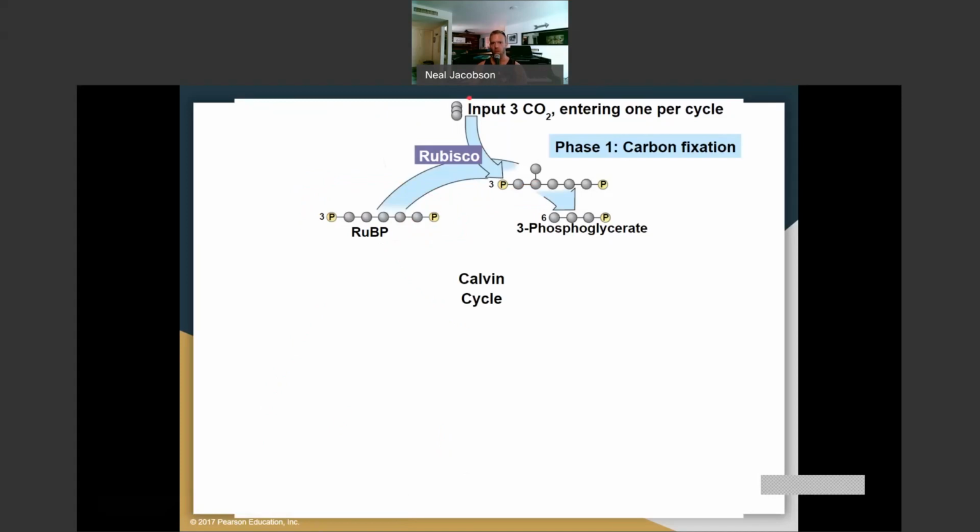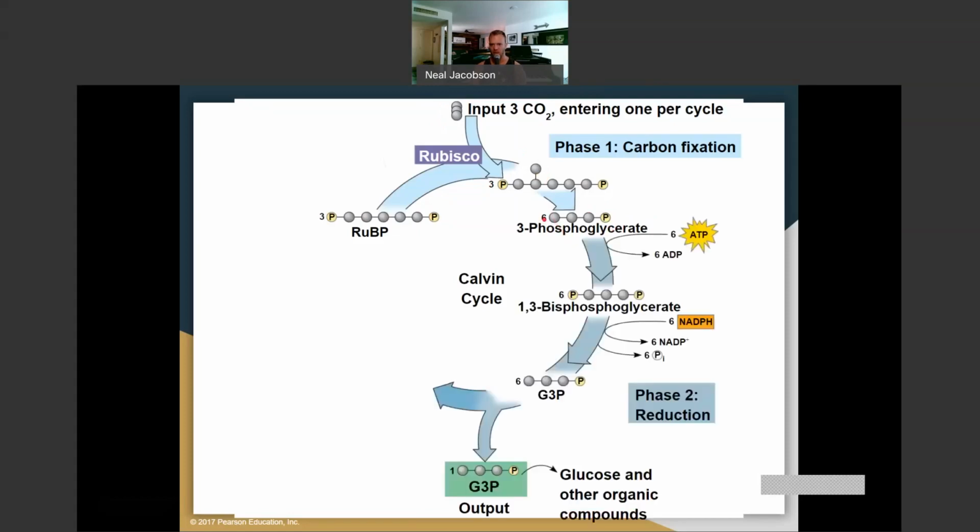We're going to take 3 carbon dioxides and attach them to those 3 molecules, so that's 1 apiece. You have a 5 carbon molecule here, and then we're adding a carbon dioxide to it. So now we have 3 6 carbon molecules. Now watch. We can cut those 3 6 carbon molecules right in half, and then we have 6 3 carbon molecules.